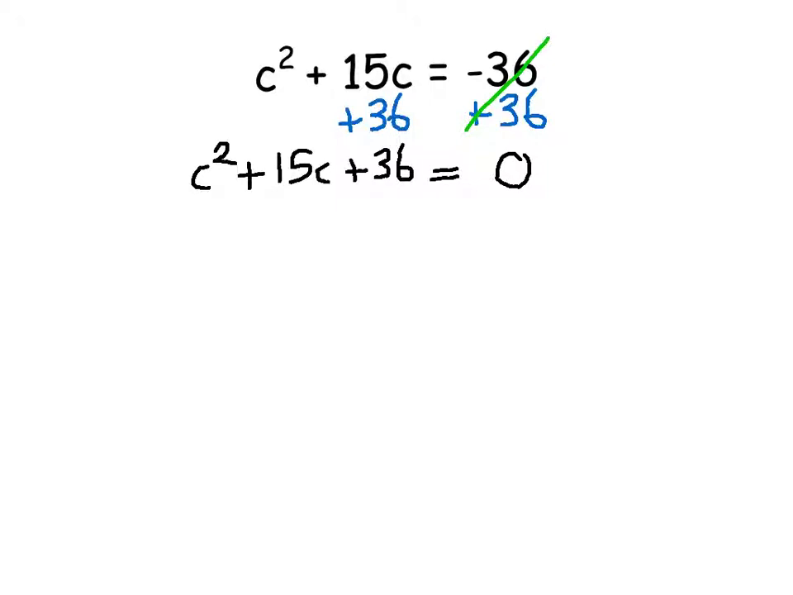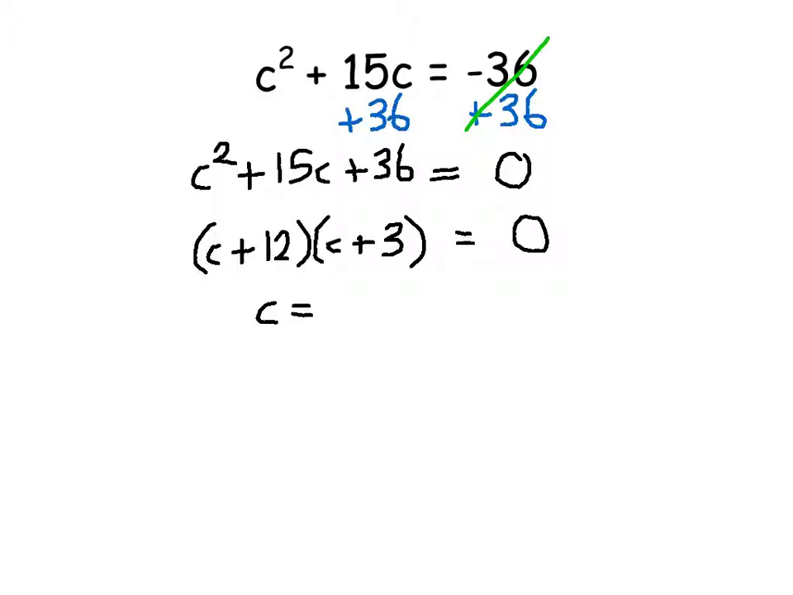So the next thing is to think, well, how am I going to get 36 from here? So we'll set out the brackets. I need two numbers that multiply together to give me 36 and add together to give me 15. Well, that's going to be 12 and 3, and they're both positive. So we'll go on to solve that. Either the first bracket is equal to 0 or the second one must be, so the solutions are going to be c is equal to either minus 12 or minus 3.